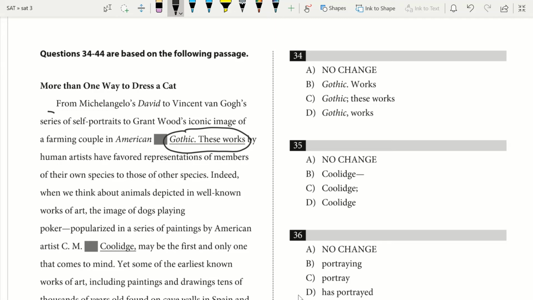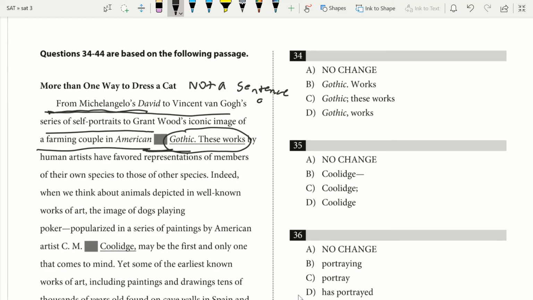If we look at combining these sentences, we see in the beginning here we have from Michelangelo's David to Vincent van Gogh's series of portraits to Grant Wood's iconic image of a farming couple in American Gothic. We know that that is not a sentence, right? Because we're just giving a dependent clause, right? It's from Michelangelo's David to Vincent van Gogh's series of self-portraits to Grant Wood's iconic image of a farming couple in American Gothic. There's no subject verb, right? So it's not a sentence because it doesn't have a subject and a verb.